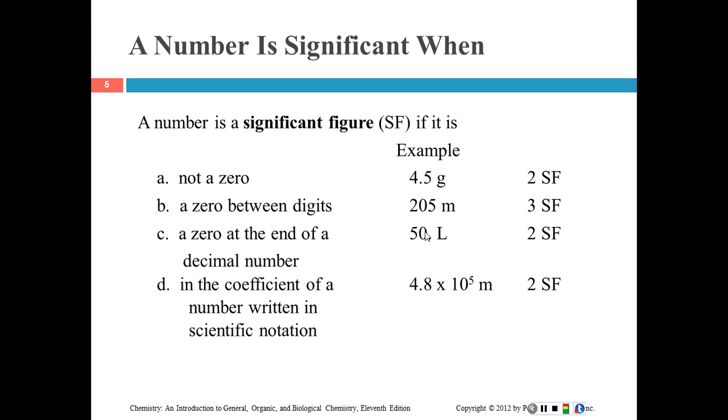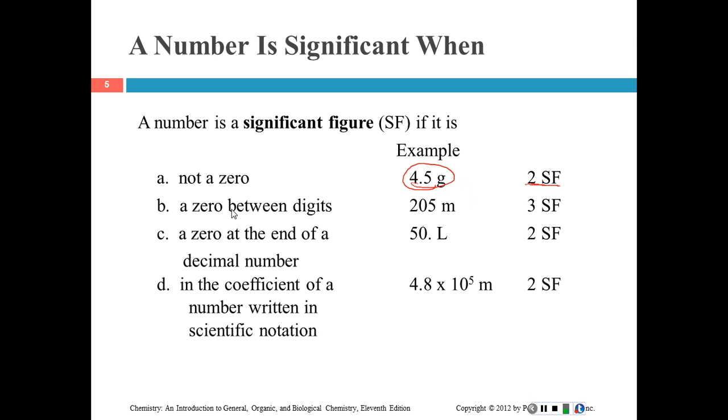And so what we do is when we're writing these measurements, we write a certain number of significant figures. Significant figures is basically how accurate that measurement is. Okay? So a number in a measurement is significant if it's not a zero. Okay? If it just is a number of some type, it is significant. In this number right here, you have two significant figures.